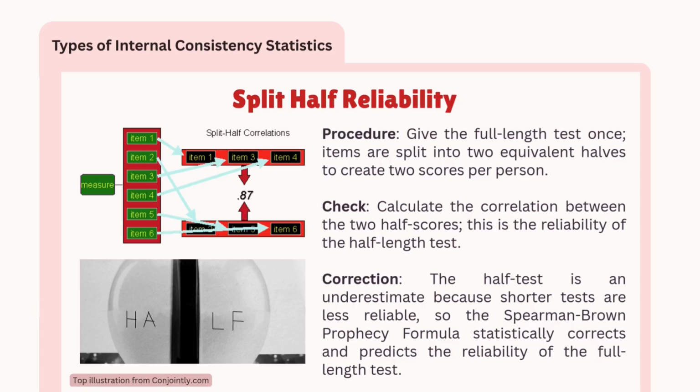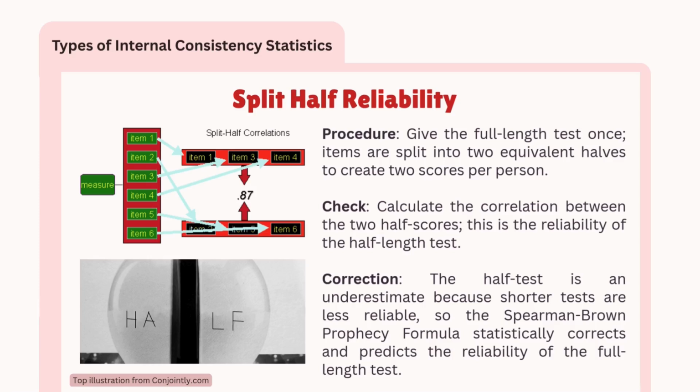So once you have two scores for every person, so one odd score and one even score, you calculate the correlation coefficient between them. That value is the reliability of your half-length test. So here's the little tricky part about this. So the correlation you just calculated is an underestimate of your full test reliability. Why? Well, if you think about it, if you shorten a measuring tool, it generally becomes less dependable. We know that longer tests are naturally more reliable than shorter tests, assuming that the quality stays the same.